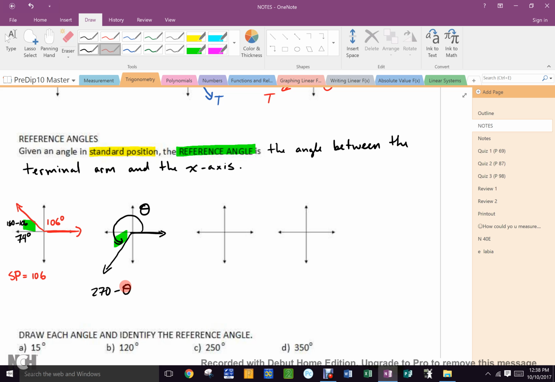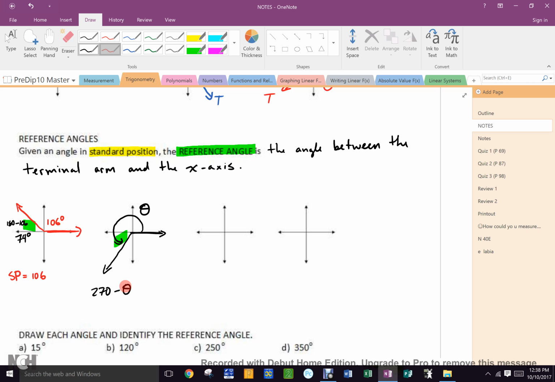270 minus theta. The reference angle would work because it's literally exactly what we just did. It's 270 minus theta of the reference angle. You can totally do that. Because if you look at the last one, it's exactly what we just did. If you go from where the 270 is, the minus theta, the same concept.